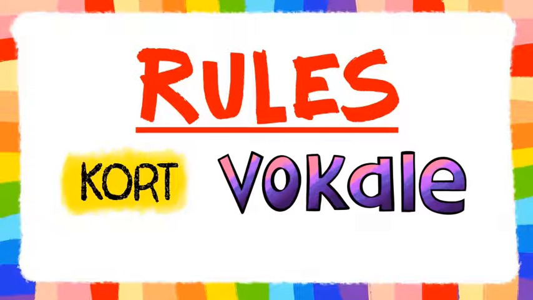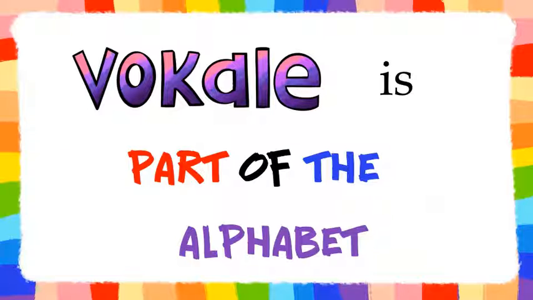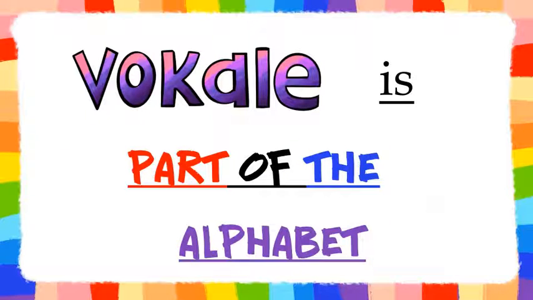In this video, I will explain kort vokale. Kort means short and vokale means vowels. Vokale is part of the alphabet.